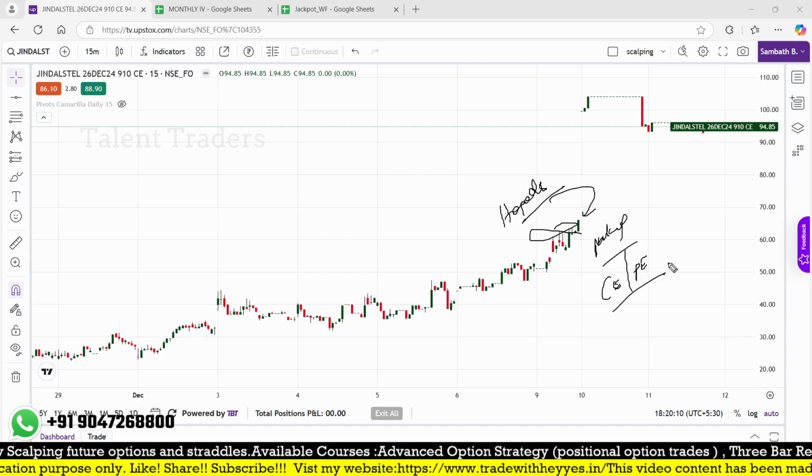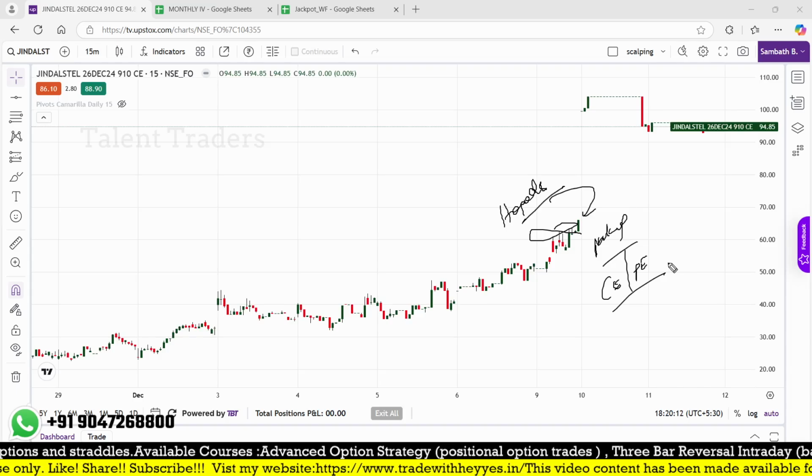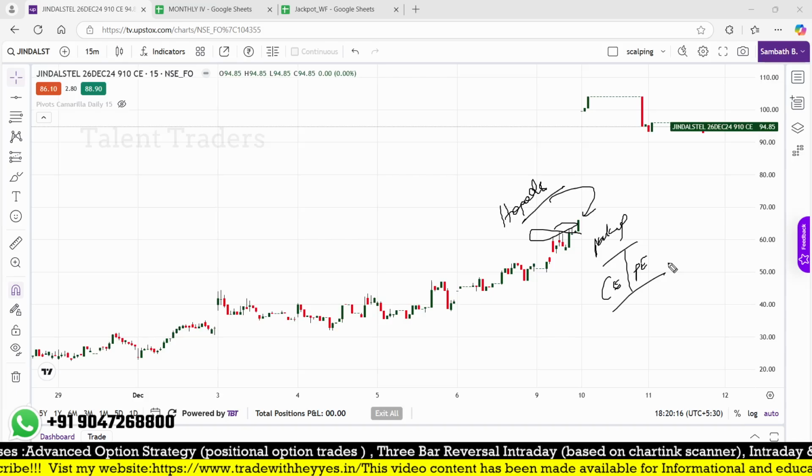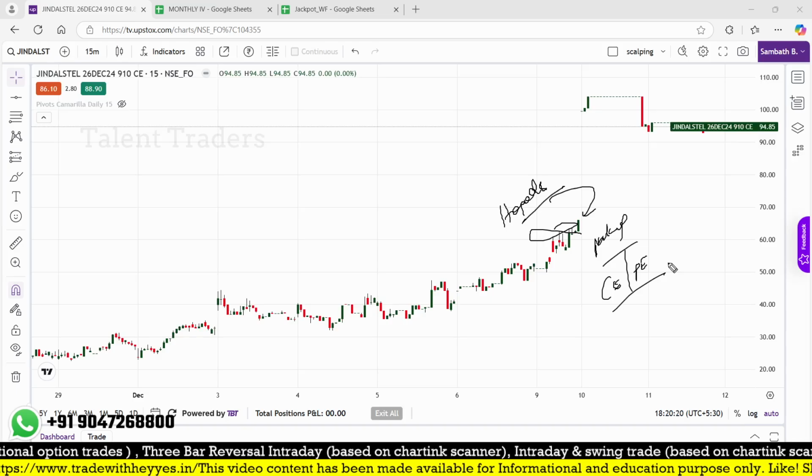Mainly we find 3 to 5 stocks for a month positionally. Those who are really interested, just ping me on my WhatsApp number to learn more about this advanced option strategy course.